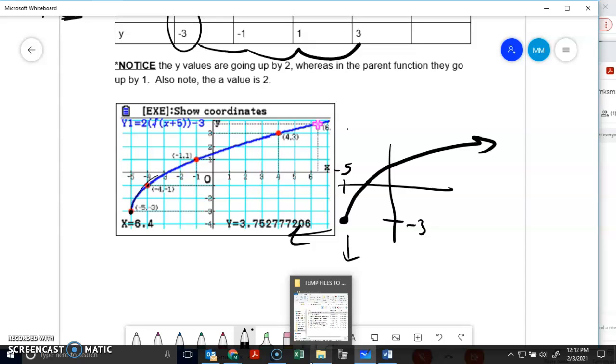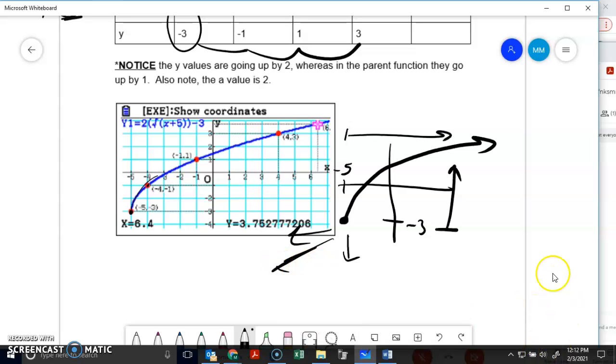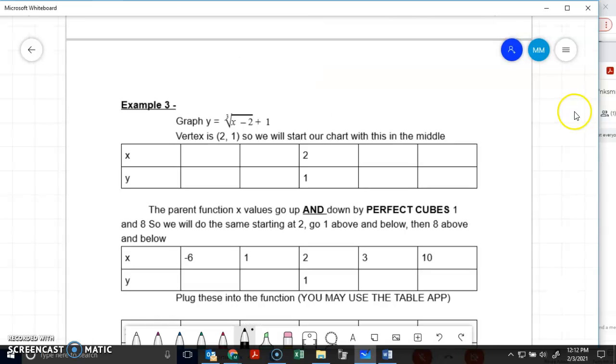The domain goes from -5 to infinity. The range goes from -3 to infinity. There's nothing this direction. Okay. And if you can get that down, then the cubed roots should be just as easy.